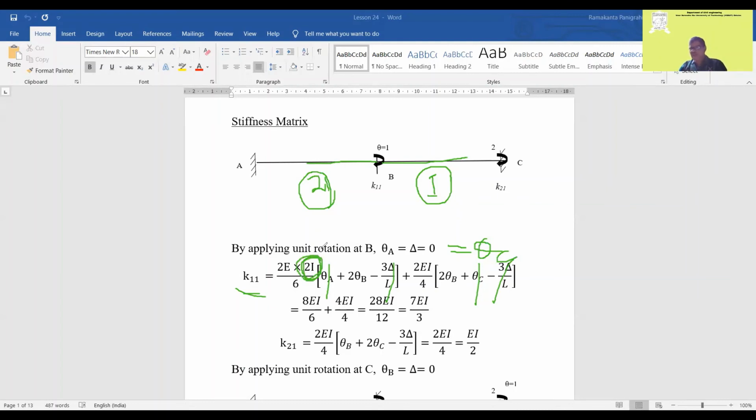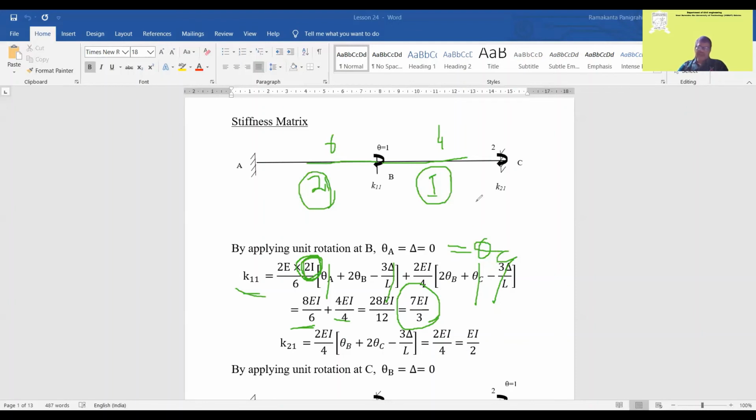The standard formula is 2EI by L. So if E varies, I varies, that has to be incorporated in the equation. What is incorporated here? Now 2 to 4 to 8, 8 by 6. And here 2 to 4, so 4EI comes again, same value comes 7EI by 3. So this span is your 6 meter and this span is your 4 meter.